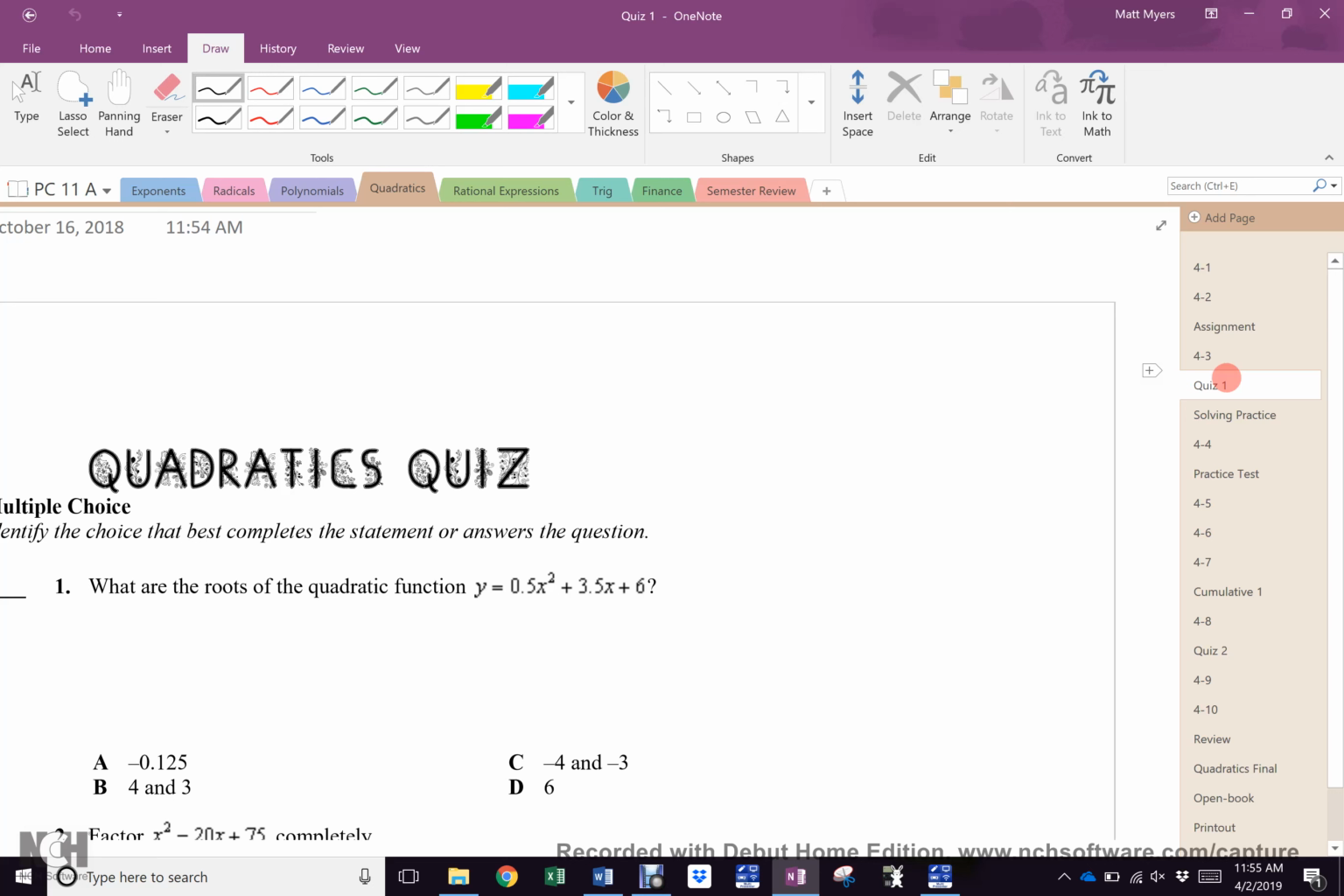Yes, I can do that right now. Negative b plus or minus the root of b squared minus 4ac over 2a.